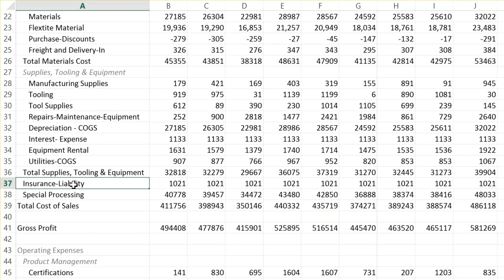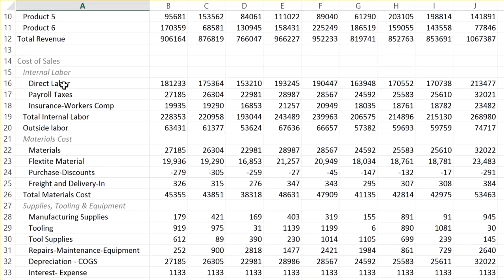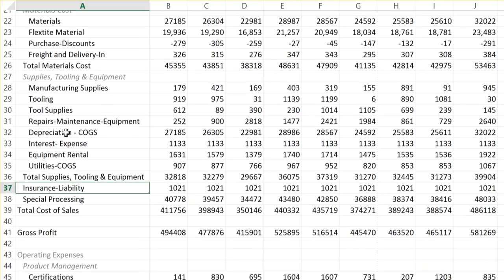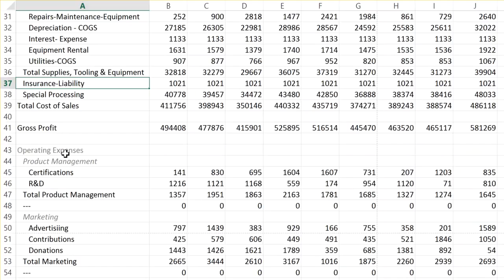And then, because I didn't understand why they had these things here, I put them over here. But anyway, I still have the same cost of sales and the same gross profit. Now I can get a better sense of what each one of those things is in terms of my cost of sales. Where that really comes into play is under operating expenses.